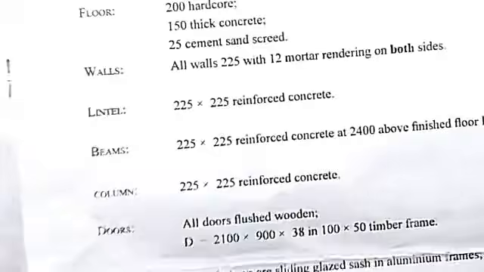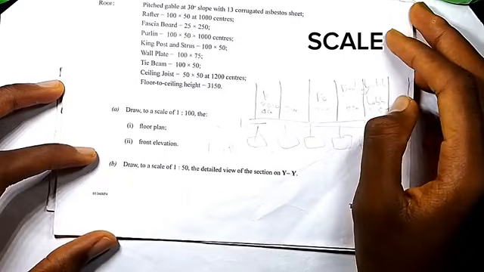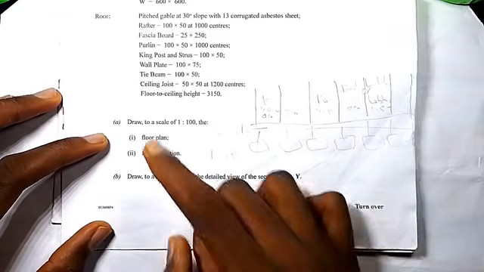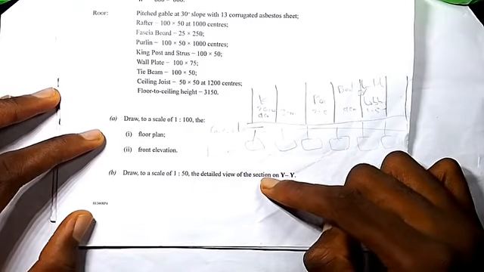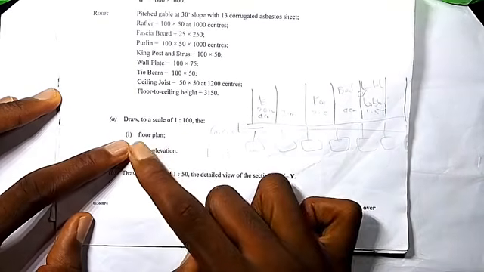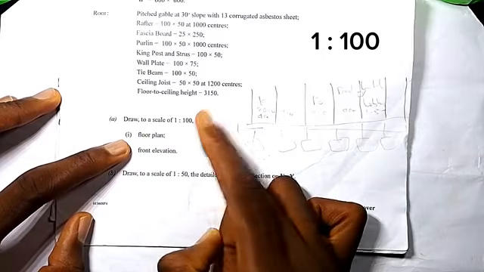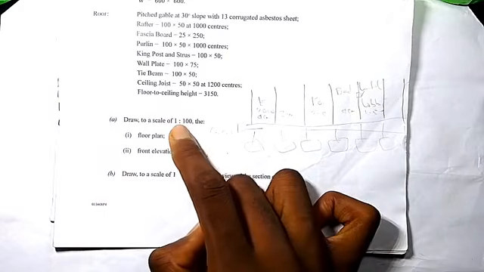But before we start drawing or before we start using it, there are always scales that are given to us. So we have the scale for the floor plan, the front elevation, and the sectioning. So in this video we are drawing the floor plan. So the scale given to us is 1:100, which is a reduction scale. So 1:100, what do they actually mean?